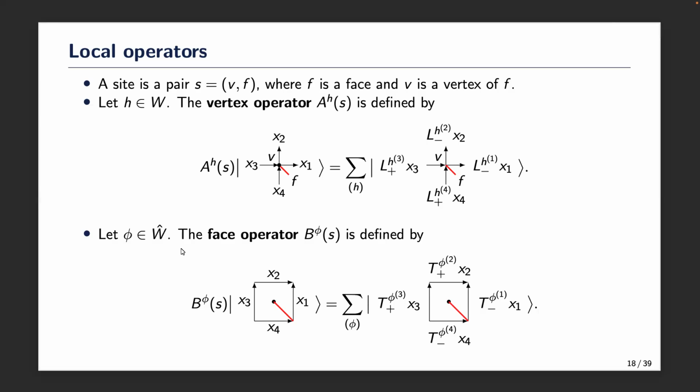For the face operator, the parameters come from the dual space W hat, and then we also order the edges around the face in a counterclockwise order, starting from the site, and we use the coproduct of the parameters to act on the corresponding edges with the same convention as before. So these are called the local operators, and they act as the identity on the other parts of the lattice.